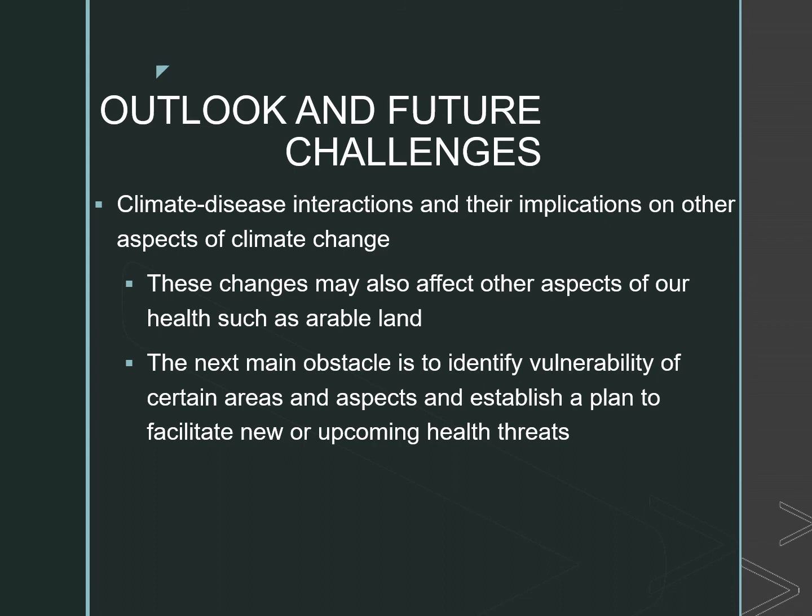Once we are able to complete those first two things via research, the next aspect of research would be researching other implications of climate change and pathogens, such as the effect on healthy arable land. So the next obstacle would be to identify vulnerable areas and how they would respond to different pathogens and what health threats these would create.